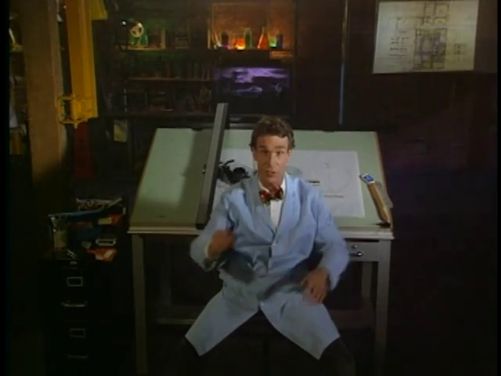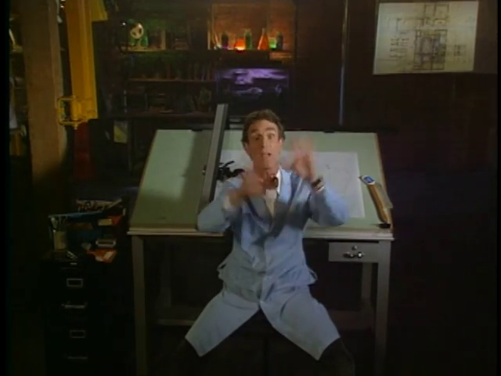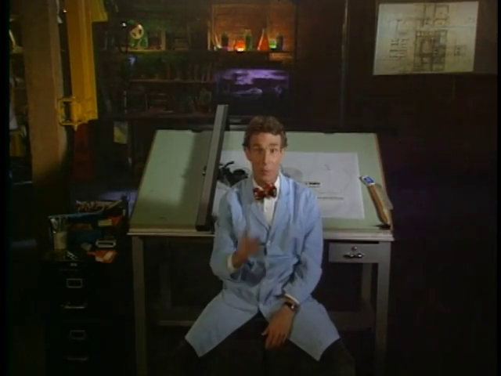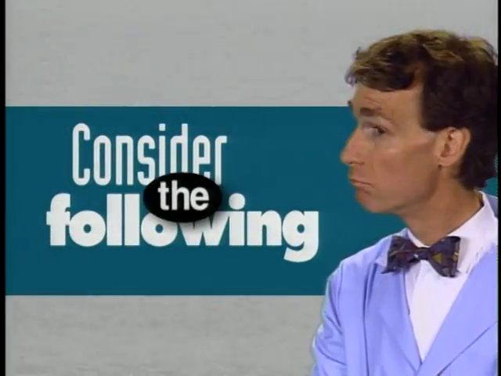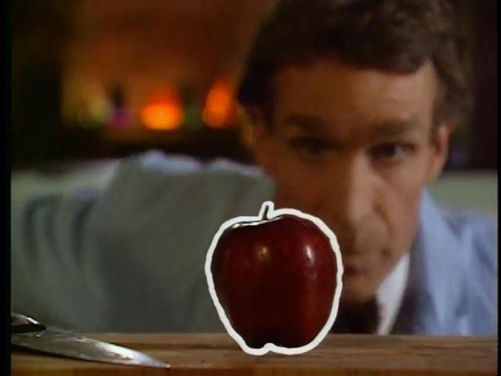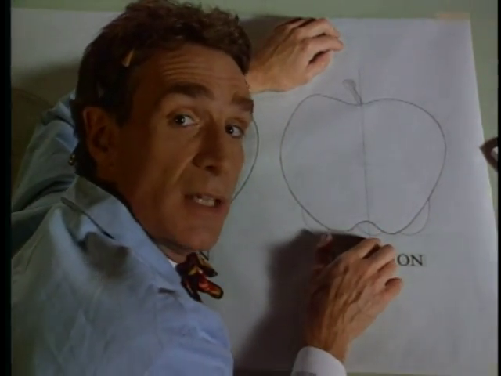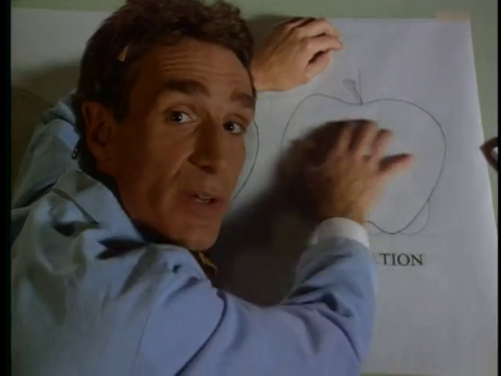Use flat sheets of paper and flat computer screens to make pictures of great big buildings that aren't flat. Well, please consider the following. Take a look at this. It's an apple. And if we look at it straight on and draw only the lines that we can see, we get a picture that looks like this. Now, you know, there's a lot more to an apple than what we see here.